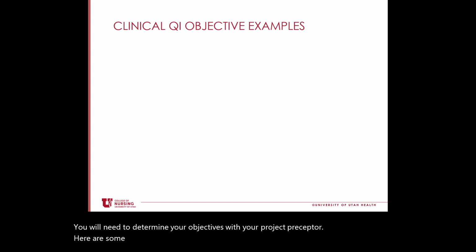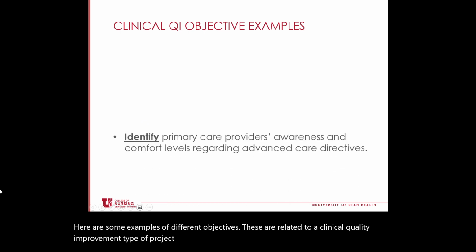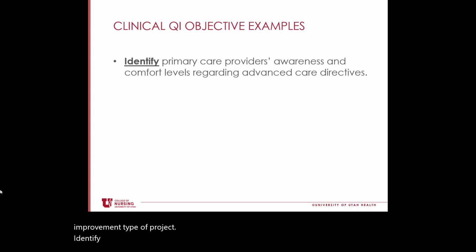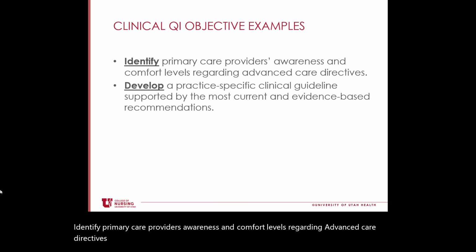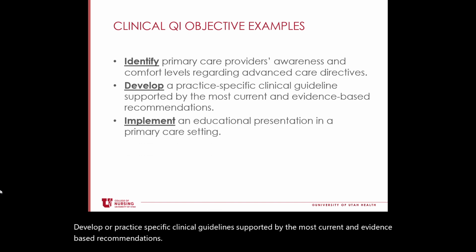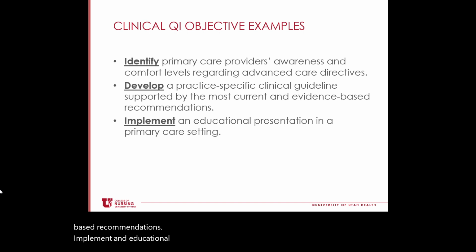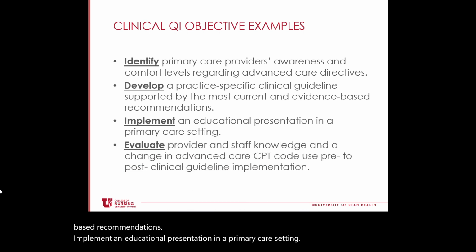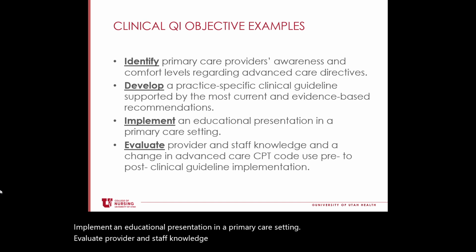Here are some examples of different objectives. These are related to a clinical quality improvement type of project. Identify primary care providers' awareness and comfort levels regarding advanced care directives. Develop a practice-specific clinical guideline supported by the most current and evidence-based recommendations. Implement an educational presentation in a primary care setting. Evaluate provider and staff knowledge and a change in advanced care CPT code use pre to post clinical guideline implementation.